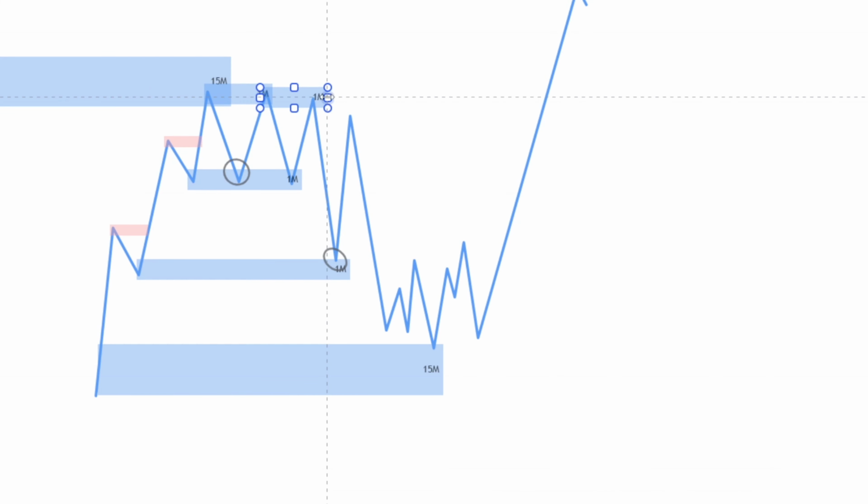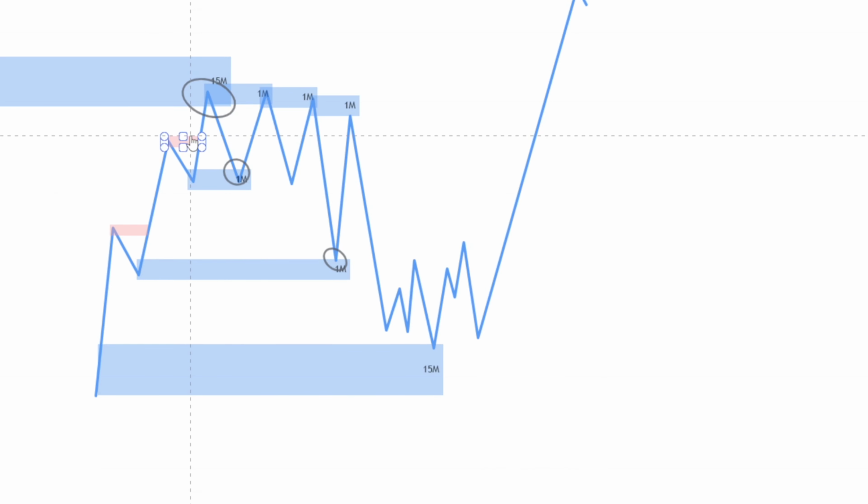Once it taps into the 15-minute supply, you're going to start seeing order flow, and that's ideally what you're going to be looking for. So whatever higher time frame demand or supply that you run into, that's the kind of order flow you're most likely going to be running into. That's going to be the case.